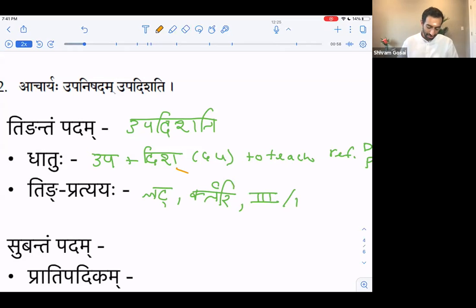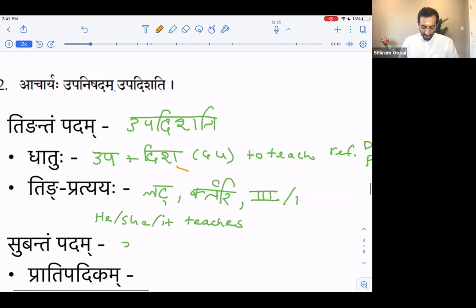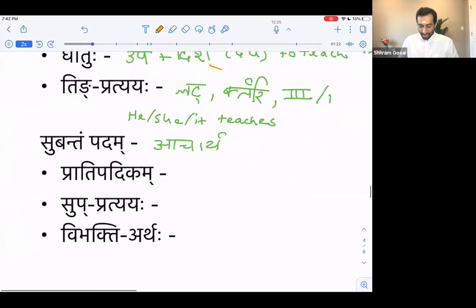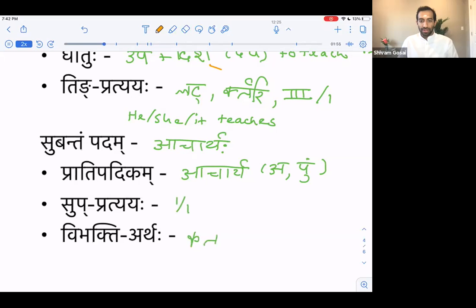Let me know if you have any questions so far, right? So we know this means something teaches. He, she, it teaches something. Always after the verb, we want to go for our one. So here, just from scanning the sentence, we see that acharyaha is one. This is acharya pratipadika, ending punlinga, just like Rama. Right, one. And this is kartri pratama, two, upadishati.